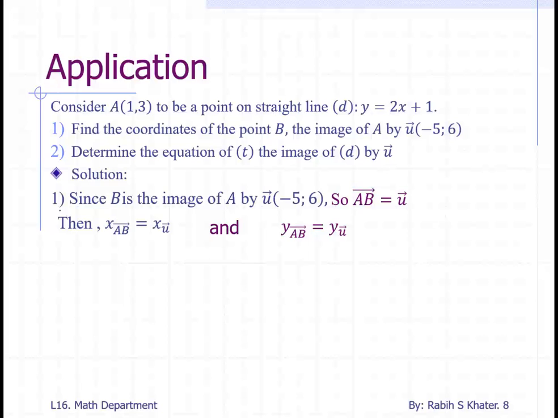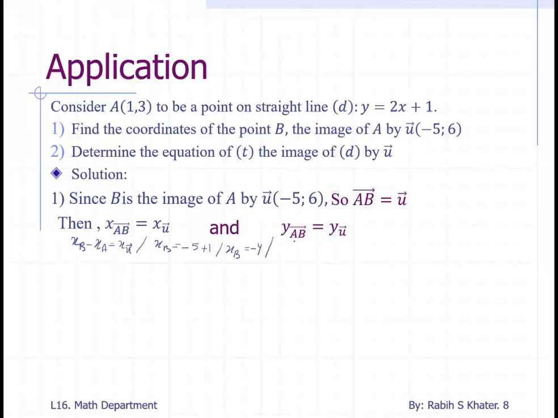Let's calculate them together. Okay, now remember, x of vector AB equals x of B minus x of A, equal to x of vector u. Simple calculations will lead you to x of B equals abscissa of vector u minus 5 plus 1. Thus, or hence, x of point B is minus 4.